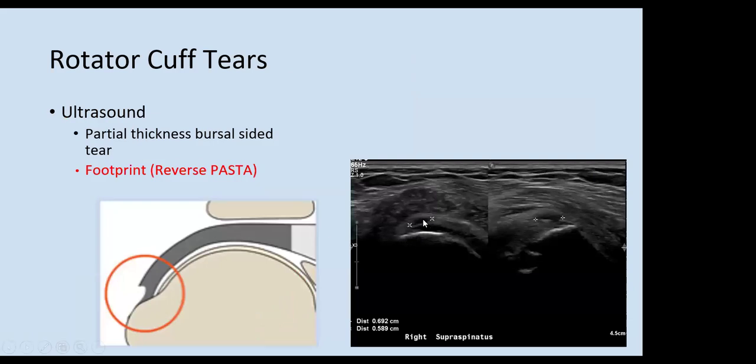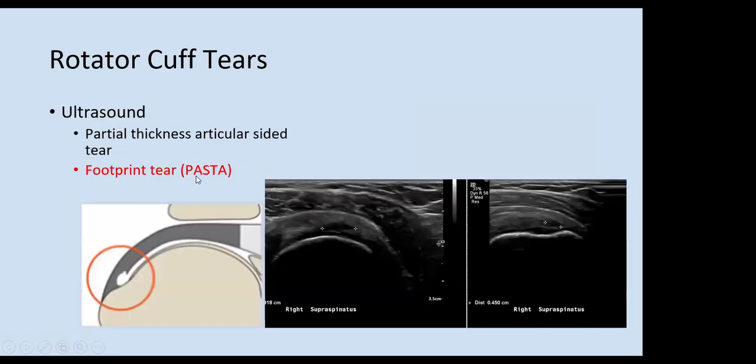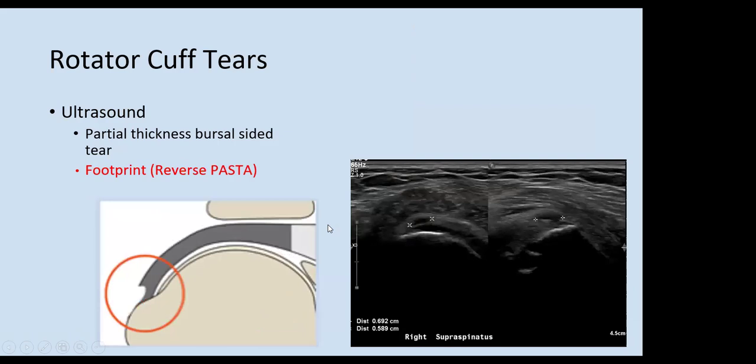The other type of partial thickness tear is the bursal-sided tear, and this is called reverse PASTA. So remember, PASTA was the articular-sided tear at the footprint here, there. However, the reverse PASTA is actually a partial thickness bursal-sided tear at the footprint of the supraspinatus tendon.